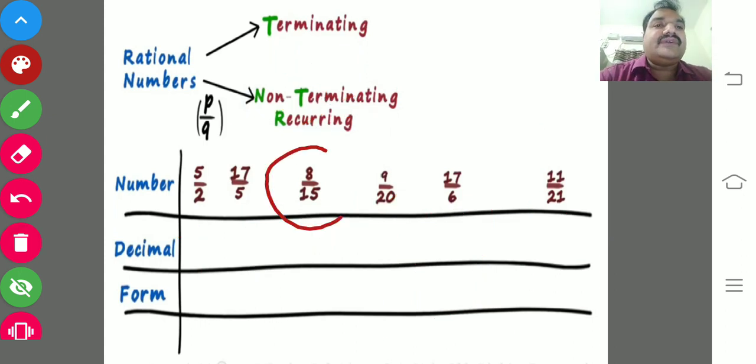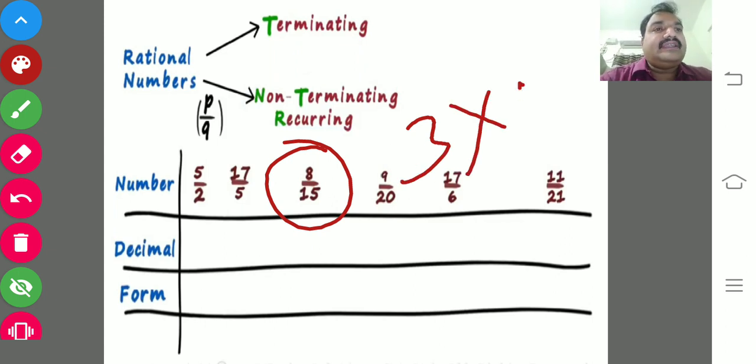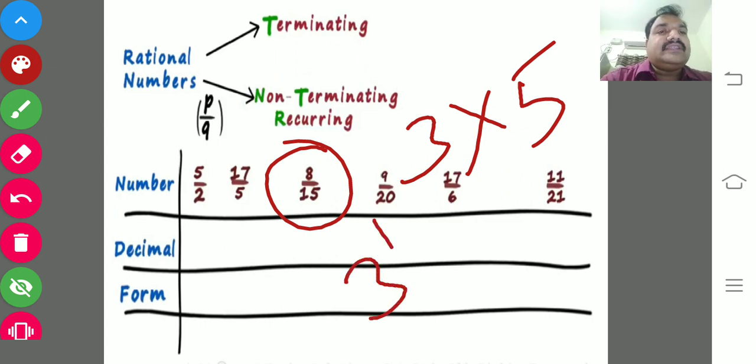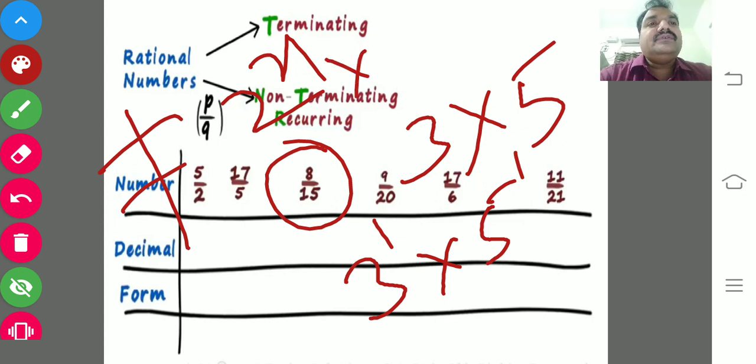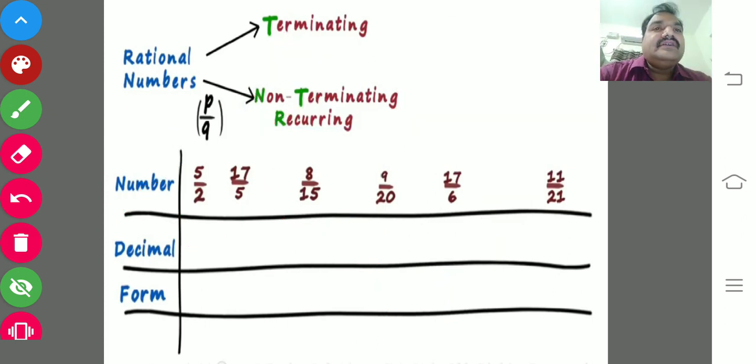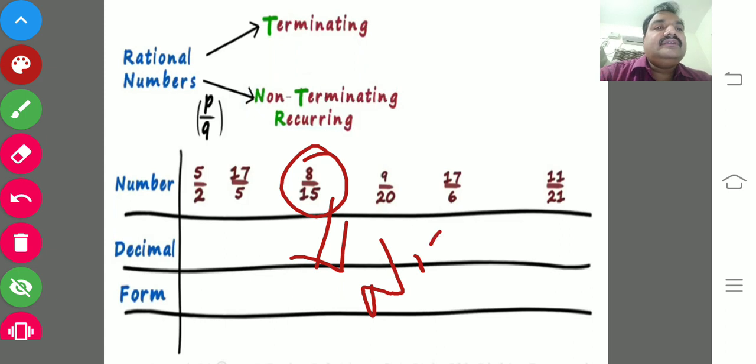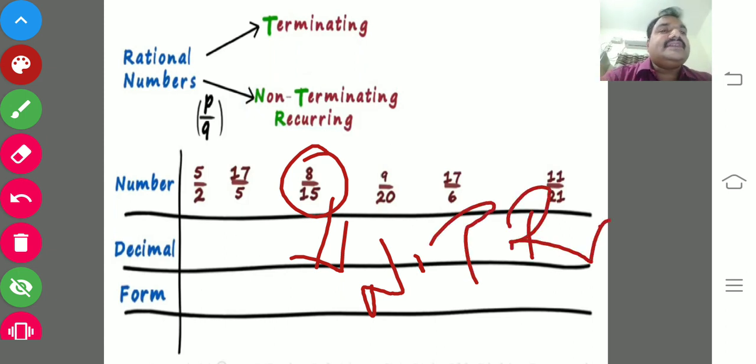Now the third one, 8 by 15. You focus on the denominator. 15 can be written as 3 into 5. So 3 power 1, 5 power 1. So it is not in the form of 2 power n into 5 power m. So it's non-terminating recurring. You could understand now.